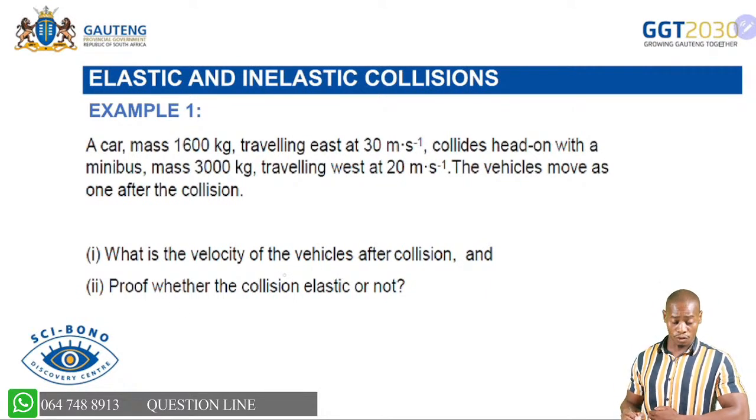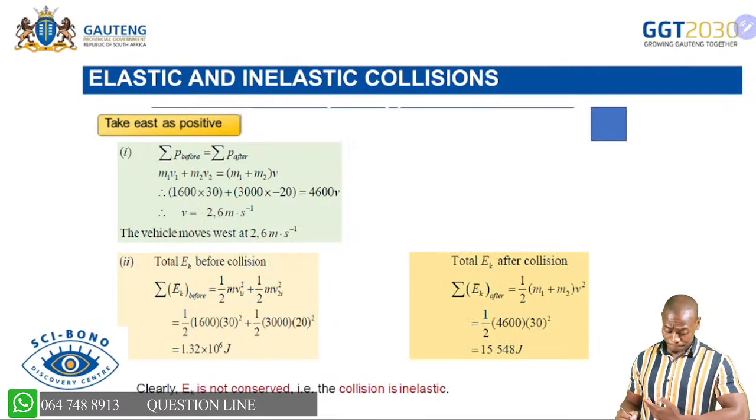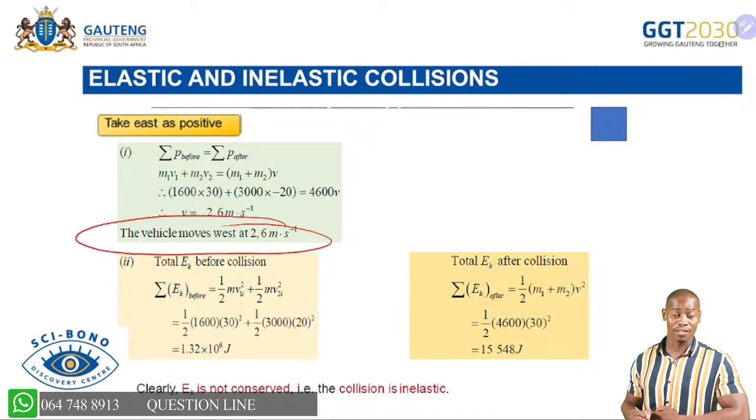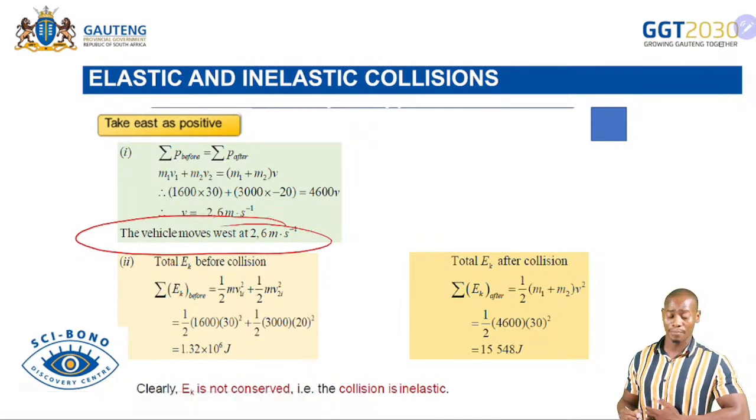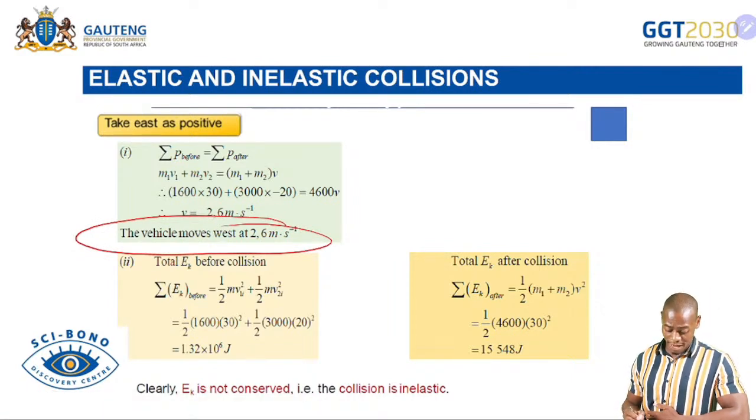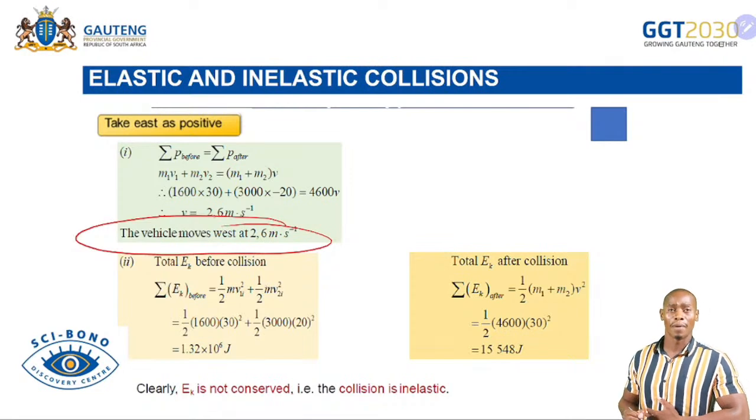Okay, so what is important here? I think we have done this question already, where we have to calculate the final velocity. Let me just check. Yeah, we have done it. So using the principle, we calculate the velocity. This is what we got: the final velocity of the car-minibus system. Now we have to prove by calculations whether this collision is elastic or inelastic.